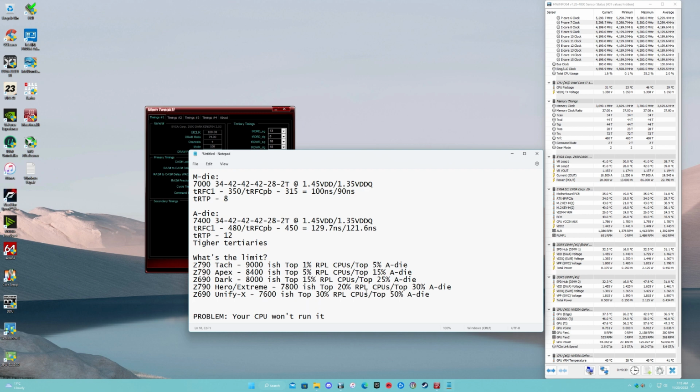And yeah, so for 7400, like mine does easily, I would say maybe top 50% CPU. I'd probably say, honestly, all A-die. I'm gonna say all A-die. Pretty much all. Because once you get to this kind of value, it starts becoming harder.